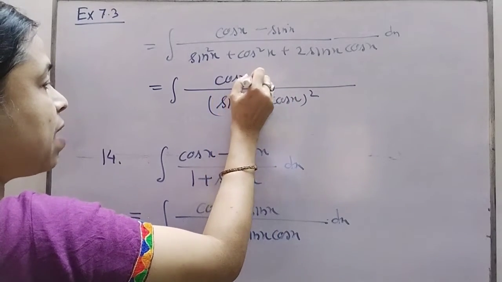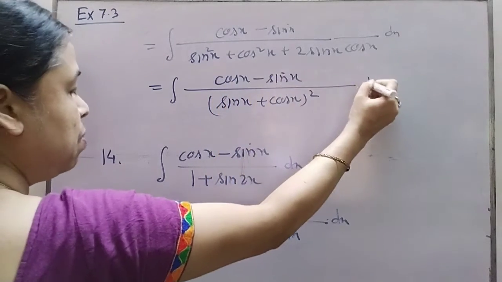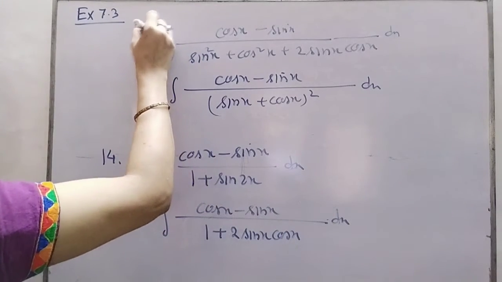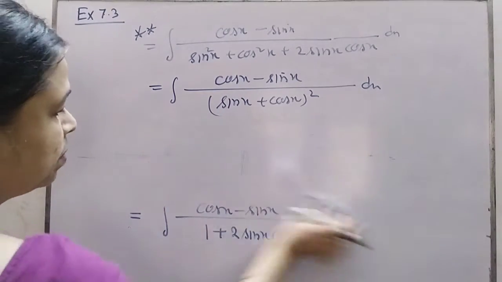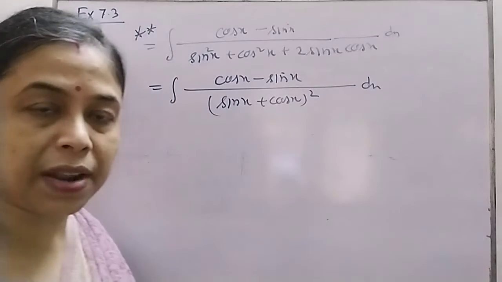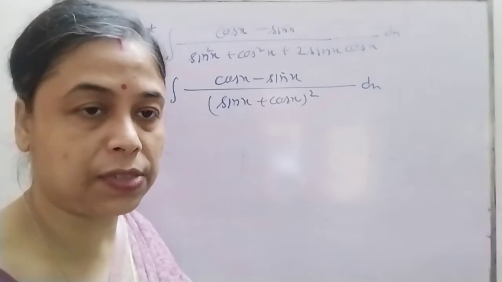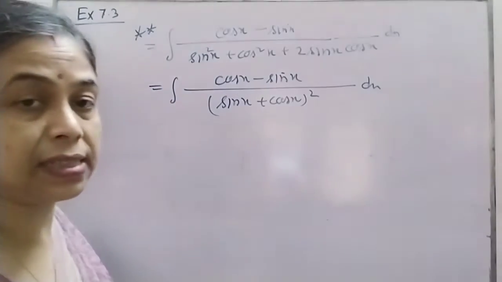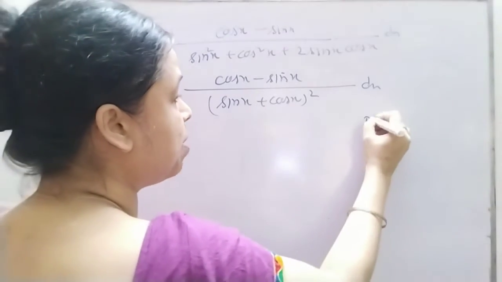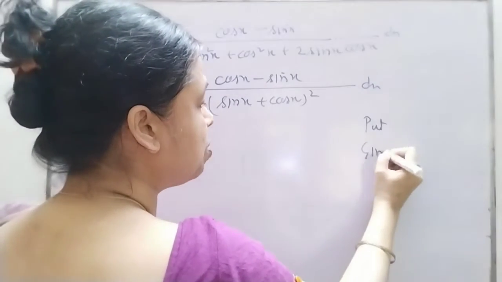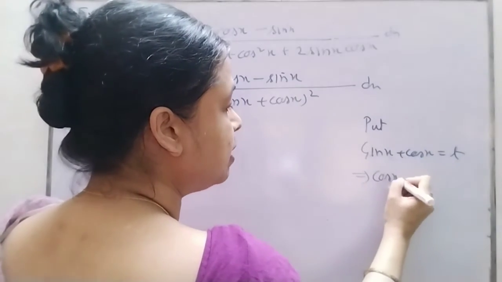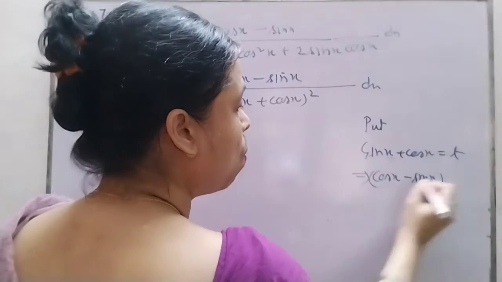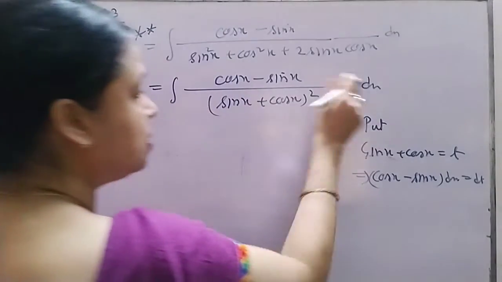And in the numerator we have cos x minus sin x into dx. This step you have to remember. Now if you substitute the denominator, there is no hard and fast rule for this trigonometric substitution. Using trigonometric identities, if you use substitution here, the numerator will come. So I have substituted sin x plus cos x equal to t. d/dx of sin x is cos x, d/dx of cos x is minus sin x, whole into dx gives you dt. This is the numerator.